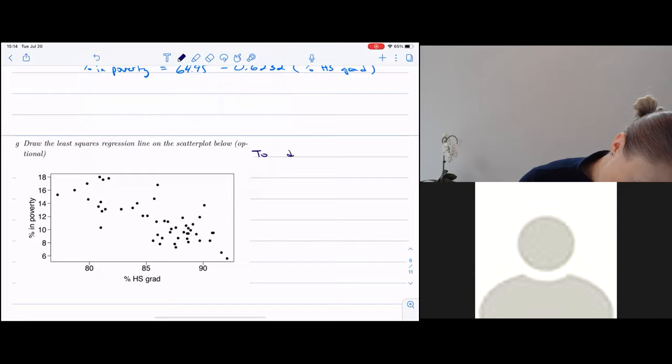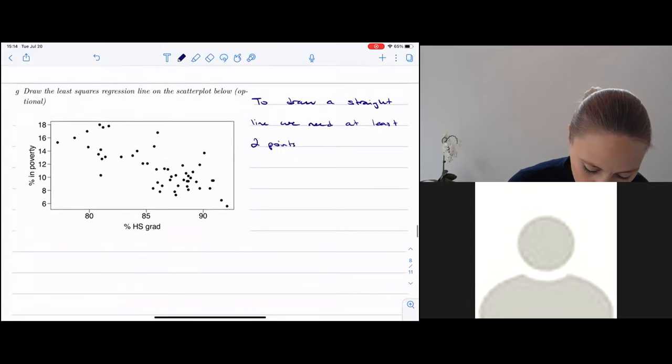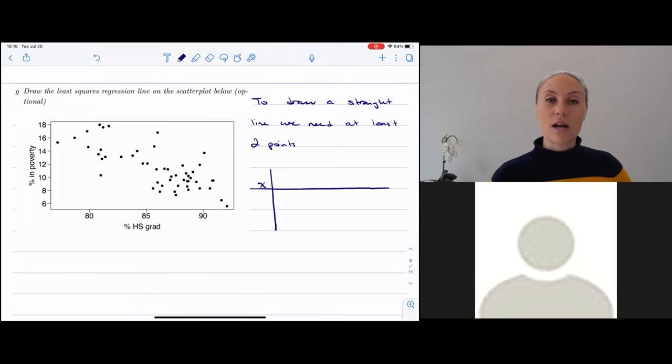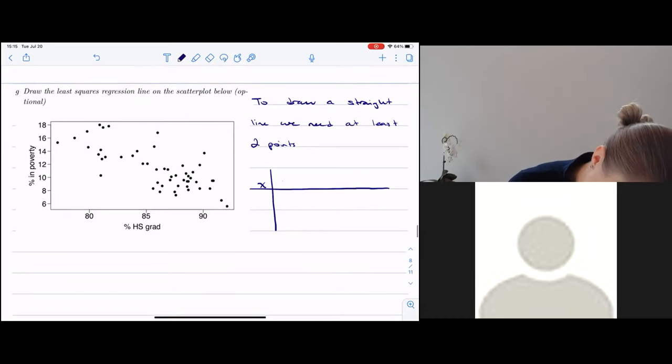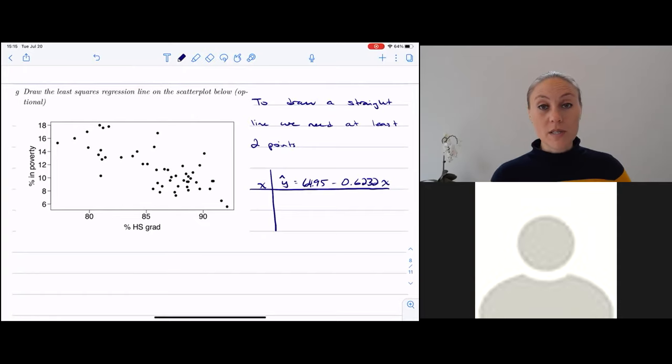So to draw a straight line, we need at least 2 points. I usually just do 2 because I'm lazy. And how I often set that up is I just pick 2 values of x, and they can be any value of x, right? And then I want to find the corresponding value of y on the line. Now remember that your y hat is 64.95 minus 0.6232 times x. For space reasons, I'm using that shorter version.